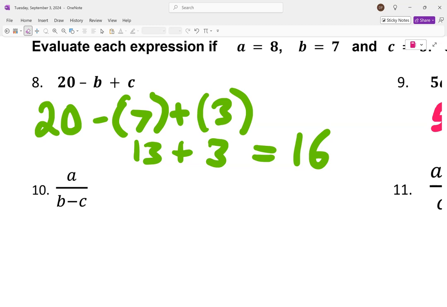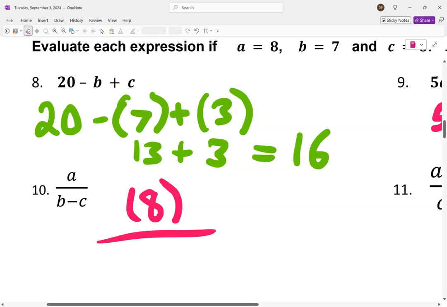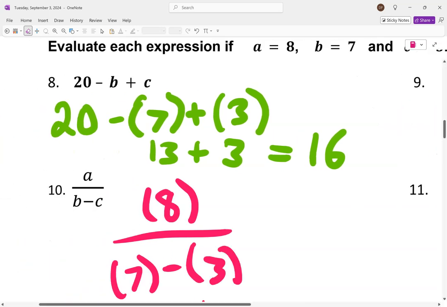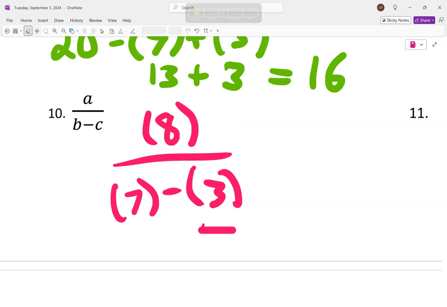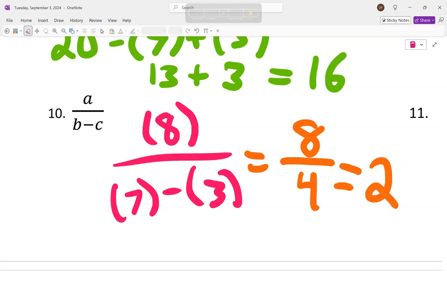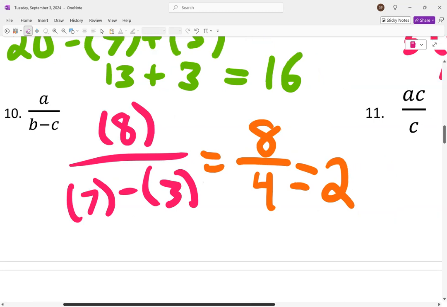Okay. Cool. Go ahead. First, you need to write 8 in parentheses. You need to talk a little louder, please. First, you're going to put 8, which is in parentheses, over 7 in parentheses minus 3 in parentheses. What is it? 3. Right. And then you're going to solve 7 minus 3, which equals 4. So it's 8 over 4, which would equal 2. Cool. All right. Number 11.